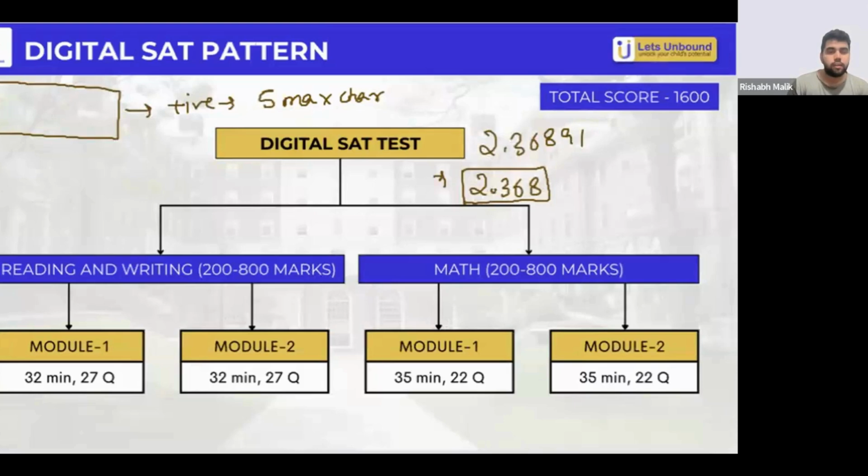Then, if we have the negative answer, in that case, a total of 6 characters are allowed, including a decimal and including the negative sign, following all the other processes as the same.